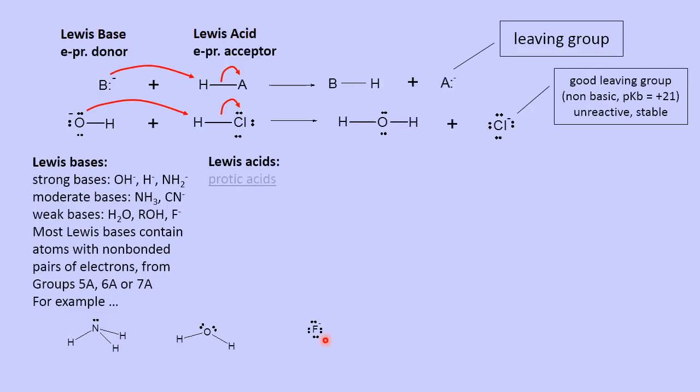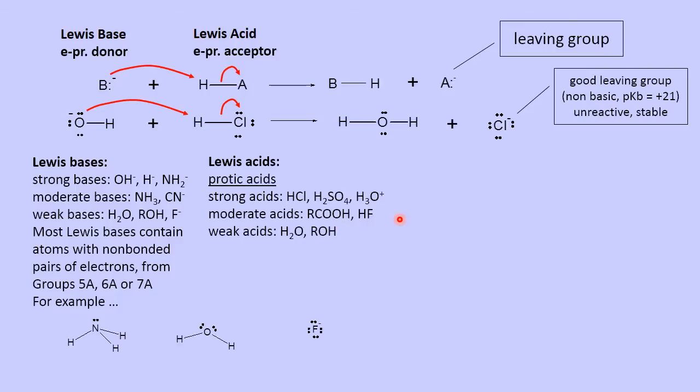What are some examples? Well, strong acids. Now, there are 2 kinds of acids. There are protic acids, those that contain hydrogen. For example, hydrogen chloride, sulfuric acid, hydronium all contain hydrogen. They are protic acids. Some of them are moderate, like a carboxylic acid, such as acetic acid, or hydrogen fluoride. pKa is 3.2, pKa typically around 5. And even weak acids, or very weak acids, like water and alcohol.